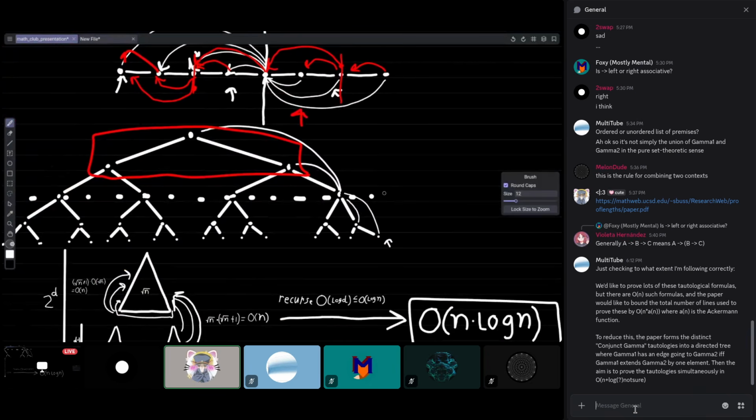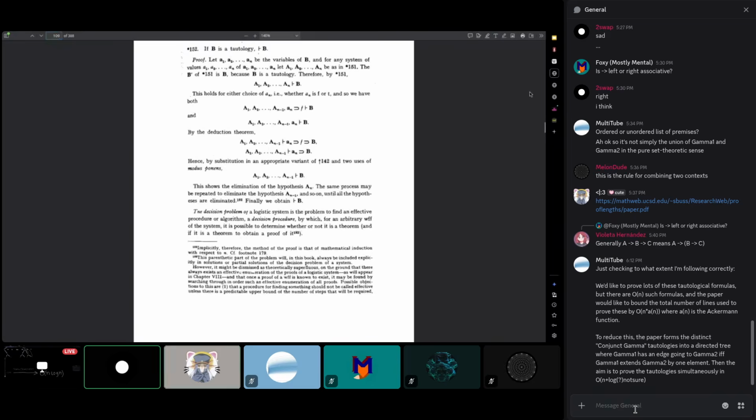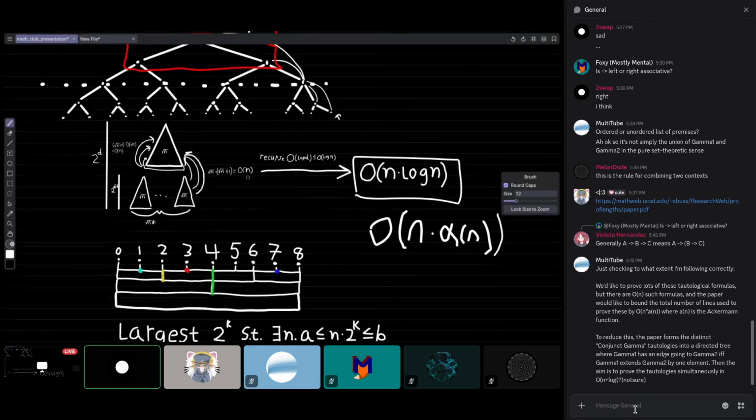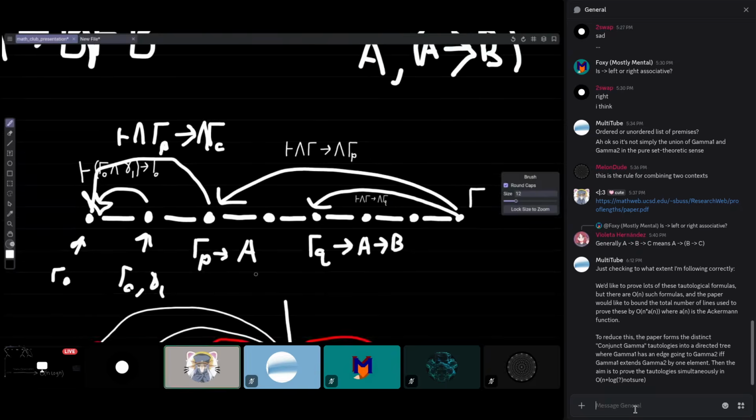I can link the papers if you want to read them later. Yeah, I'm not doing a very good job of explaining this. No, no, no, you're fine. I just had to get over a little hump of understanding the terminology and notation, but yeah, I think I get it.